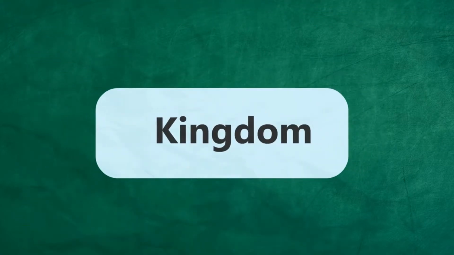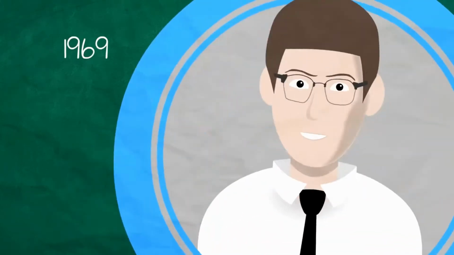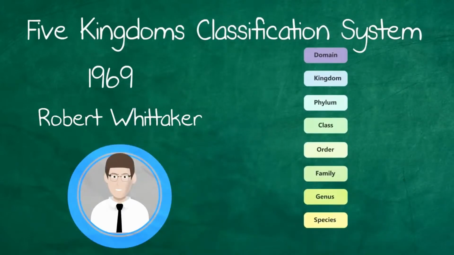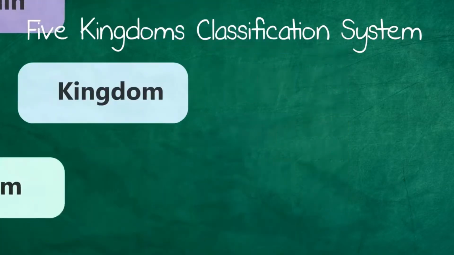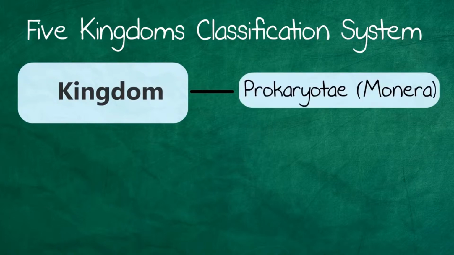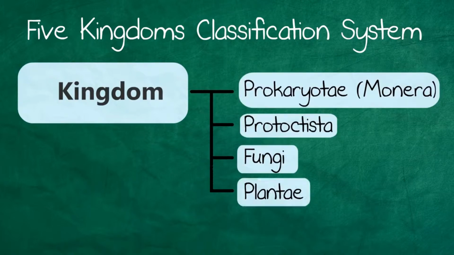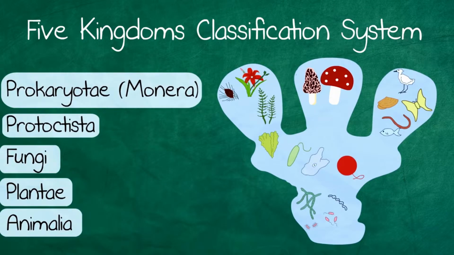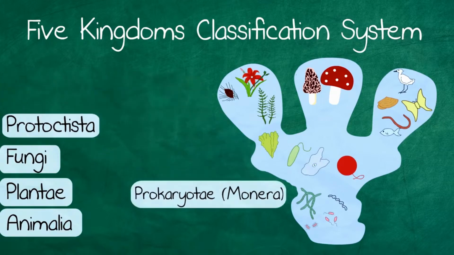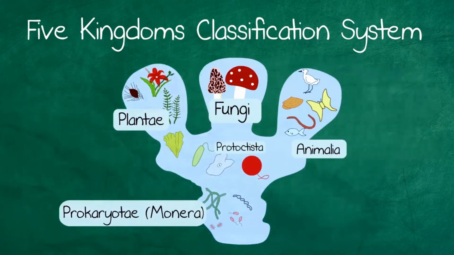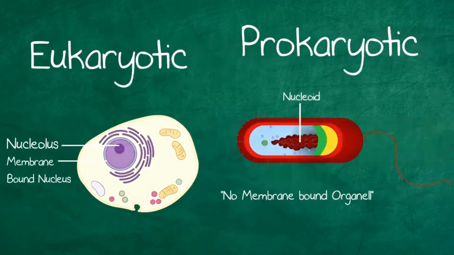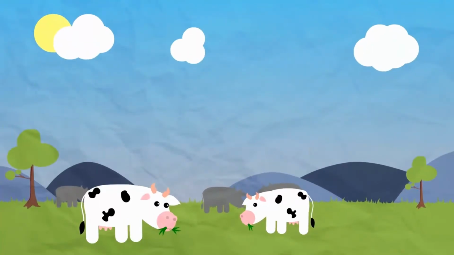So now looking at how kingdoms are broken down. In 1969, an American plant ecologist called Robert Whittaker introduced a 5 kingdoms classification system with the following 5 kingdoms: Prokaryota, Protoctista, Fungi, Plantae, and Animalia, which was mainly based upon differences in nutrition. Each kingdom has characteristic features so that an organism can easily be assigned to one of the kingdoms. These characteristics are based on cell walls, whether they are eukaryotic, prokaryotic, and on the way they get nutrition.